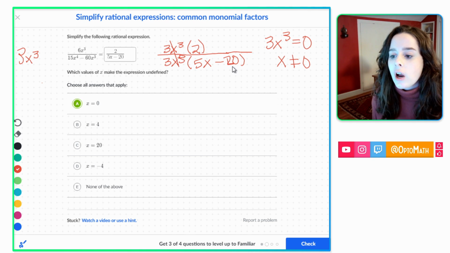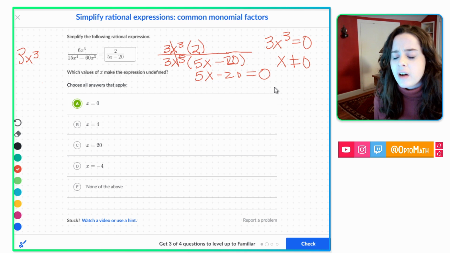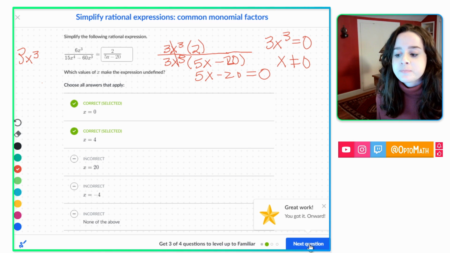And then we have to figure out what the x value is for 5x minus 20. So we set that equal to 0 as well. We add 20 to both sides and then divide by 5. 20 over 5 is 4, so x is 4. So let's check. We're good.